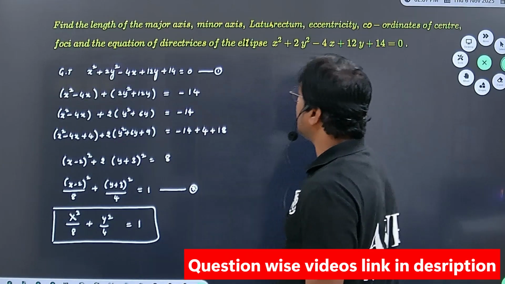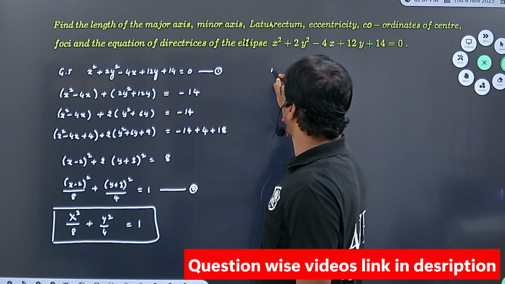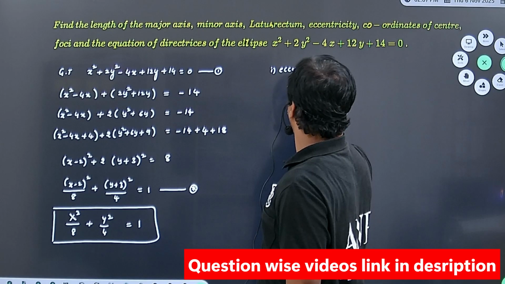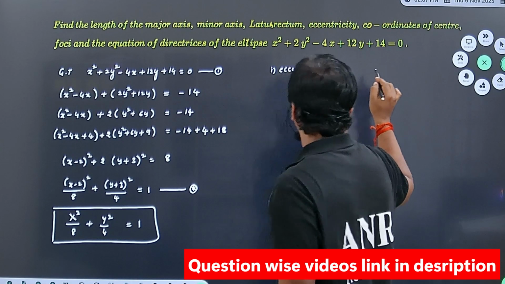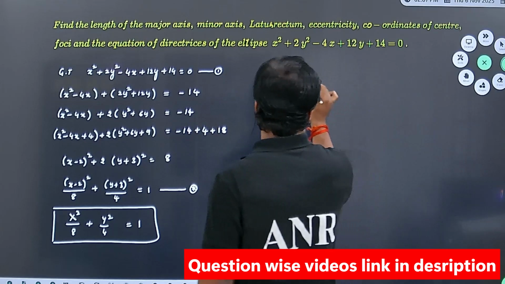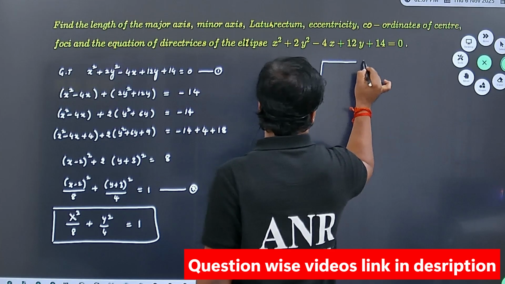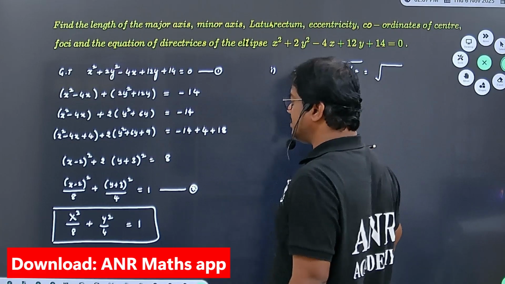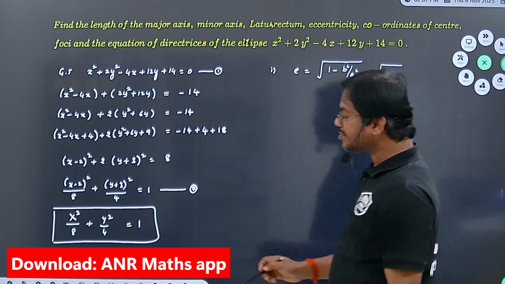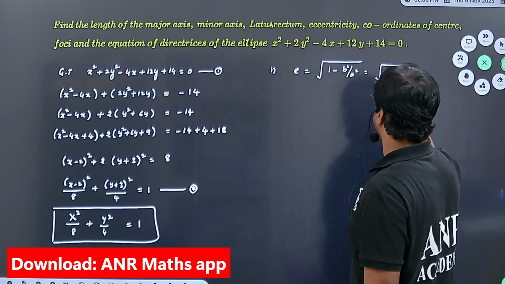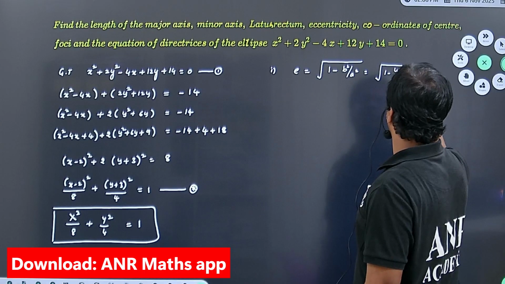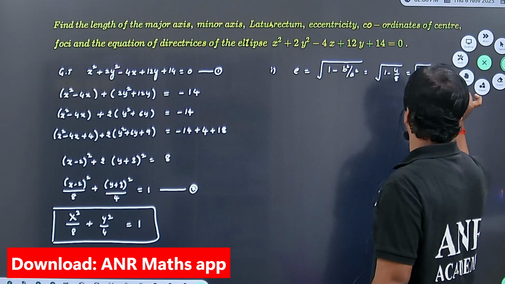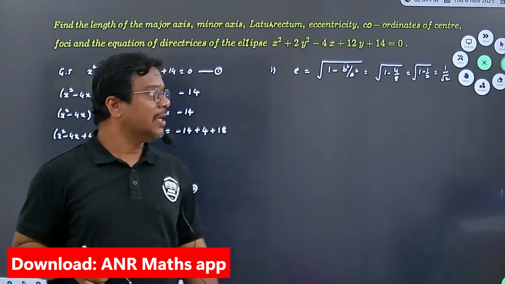Now I am going to write first eccentricity. Eccentricity formula: root over 1 minus b square by a square. Here that is root over 1 minus, b square 4, a square 8, 4 divided by 8, that is root over 1 minus 1 by 2, that is 1 divided by root 2. This is the eccentricity.